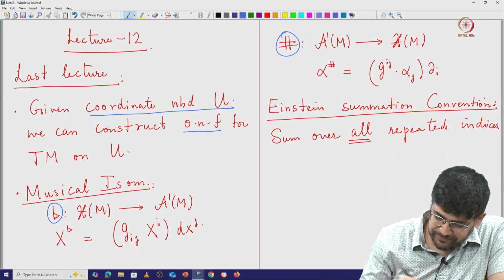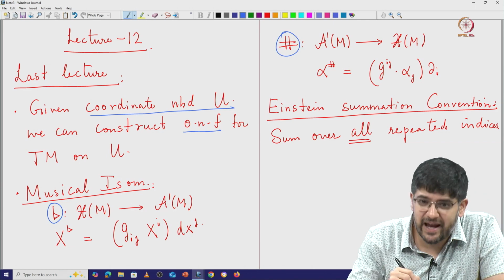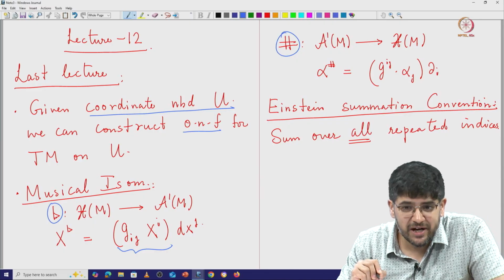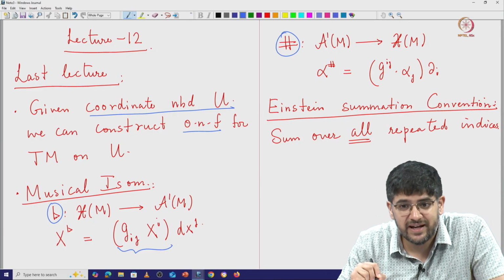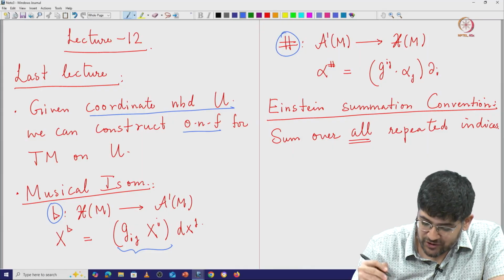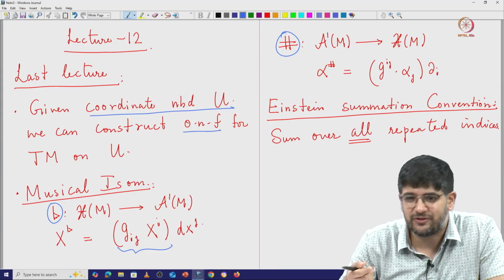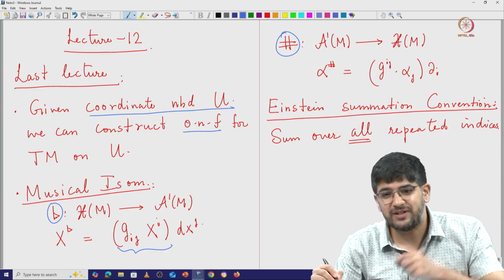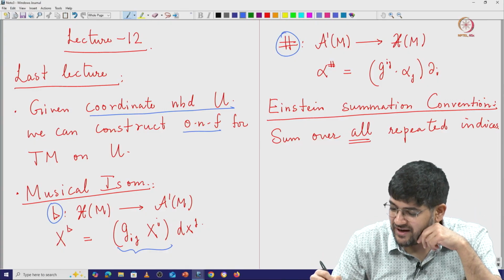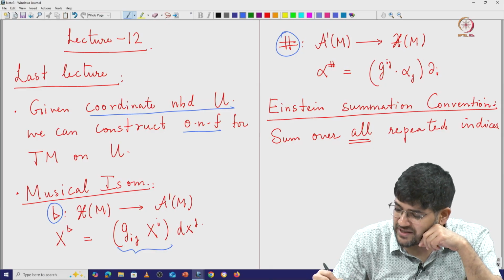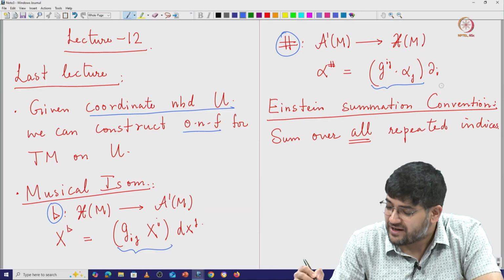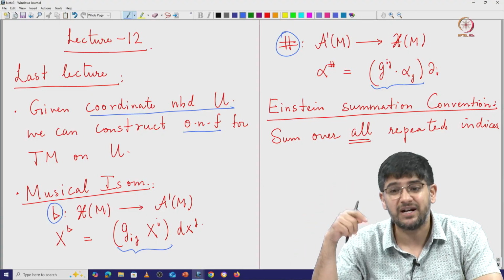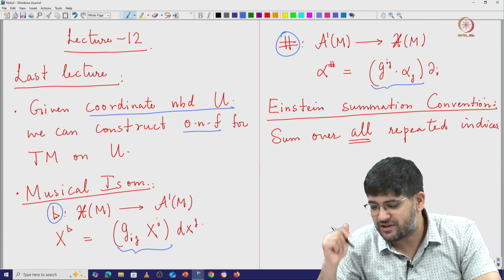It takes in a vector field X and spits out the form whose components are given by g lower ij times X upper i. Here, since you are lowering the index, this is called the flat isomorphism. On the other hand, the sharp isomorphism uses the inverse of the metric, and so alpha sharp is given by this expression, where the ith upper component of alpha sharp is given by g upper ij times alpha j.